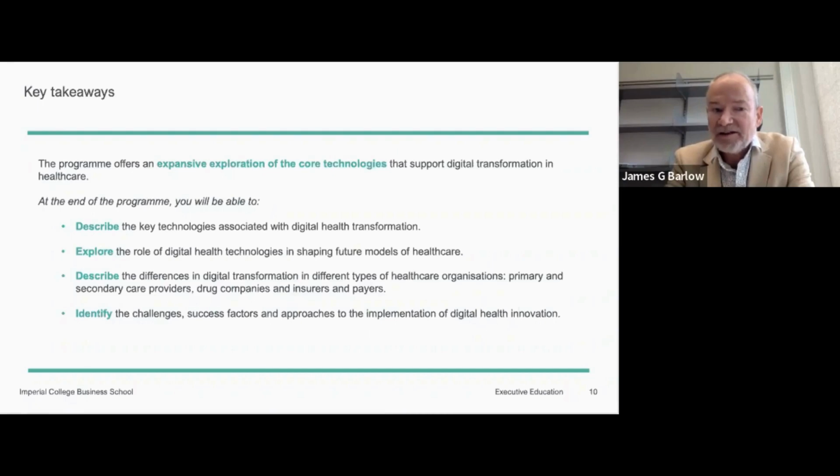And as I said, a lot of our focus is on identifying the challenges, the success factors, and how you can really implement digital health innovations sustainably in health systems. So really this course is designed to give you an insight into the whole realm of digital health and digital health technology and transformation. And just to give you some knowledge about where those technologies are going in the future. Next slide, please.